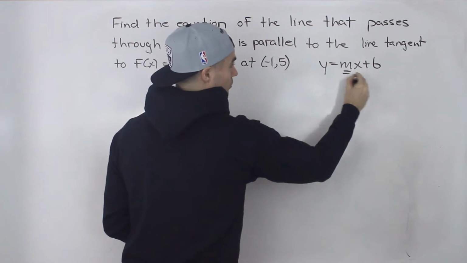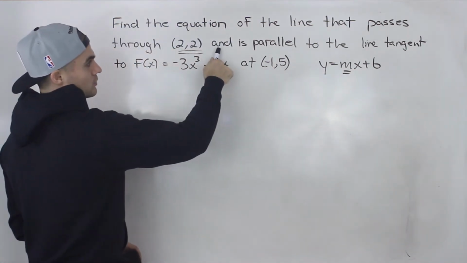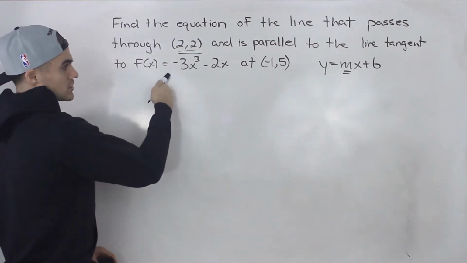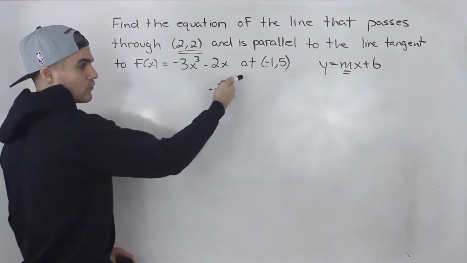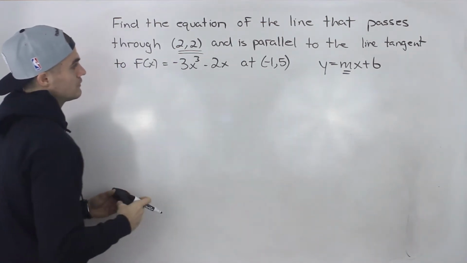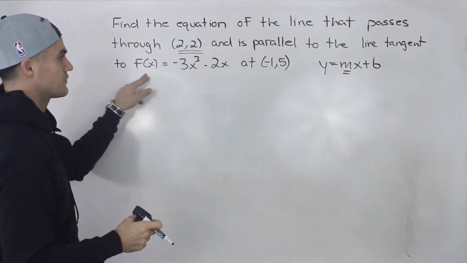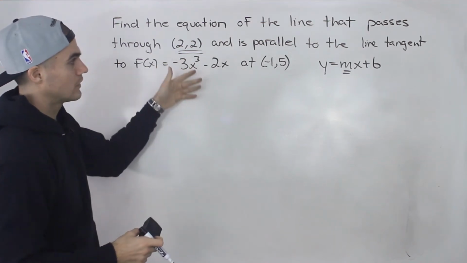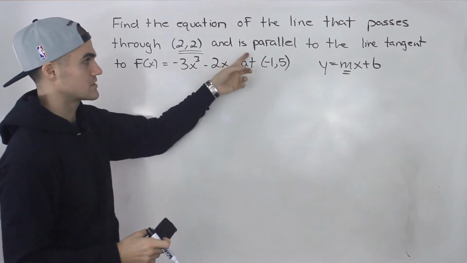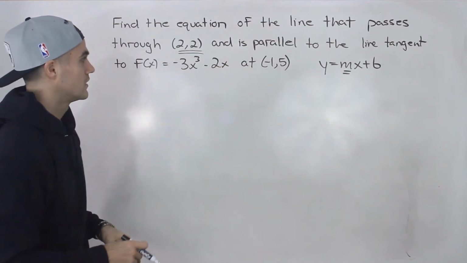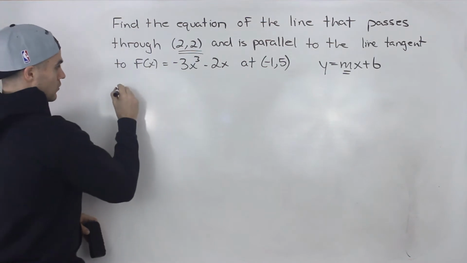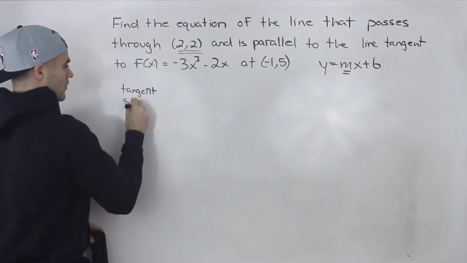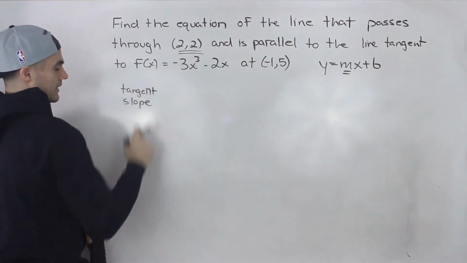How are we going to find the slope though? Well, notice that we're told that this line is going to be parallel to the tangent line on this function at the point (negative 1, 5). So if we can find the slope of the tangent of this function at an x value of negative 1, then we know that our line is going to have the same slope, because it's going to be parallel to that tangent line. So let's find the tangent slope for this function at an x value of negative 1.